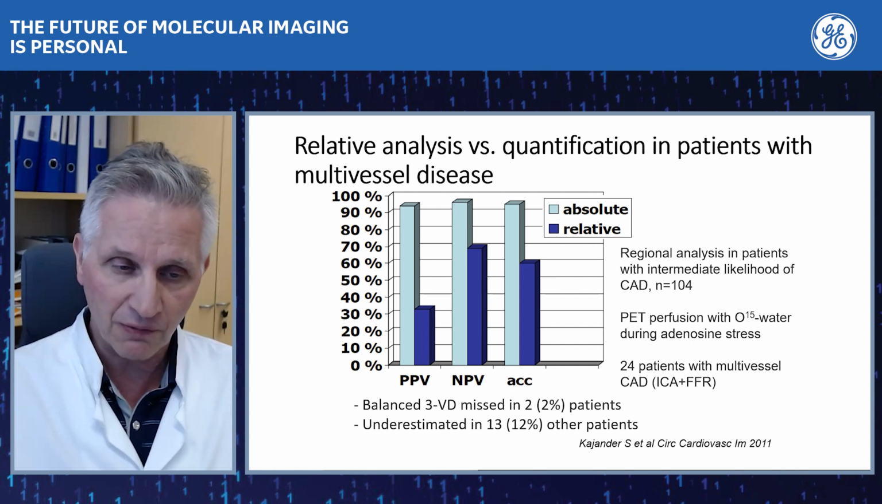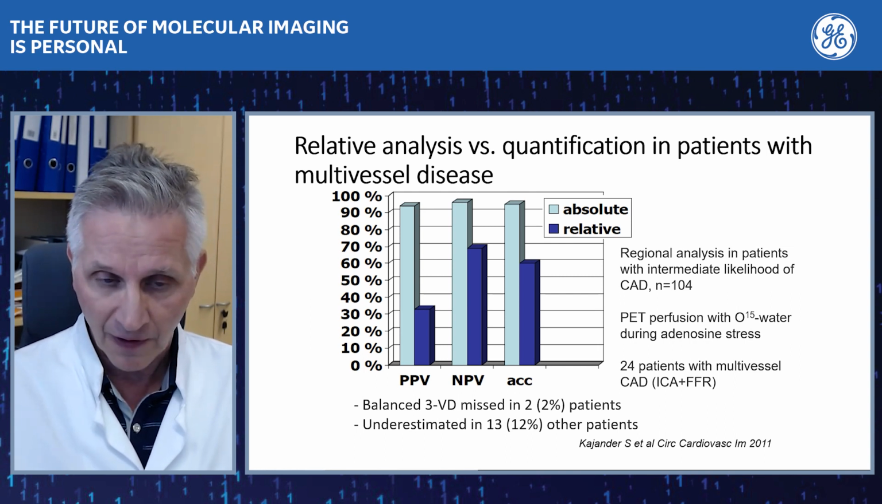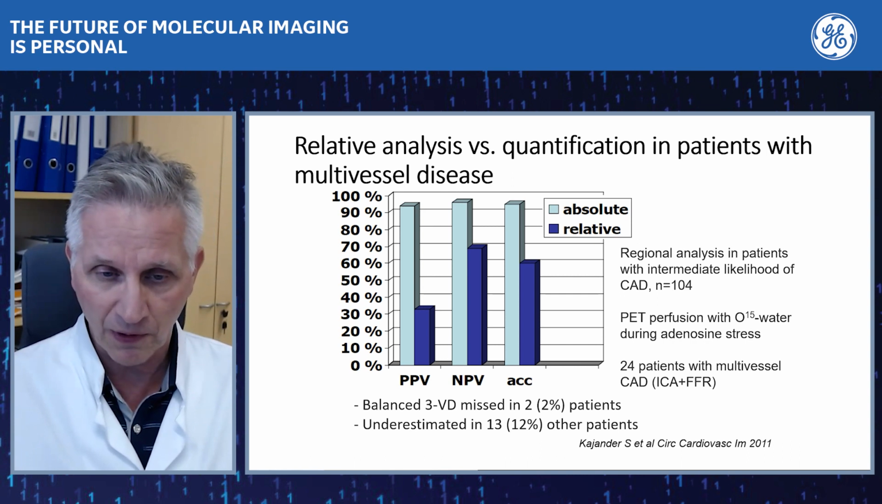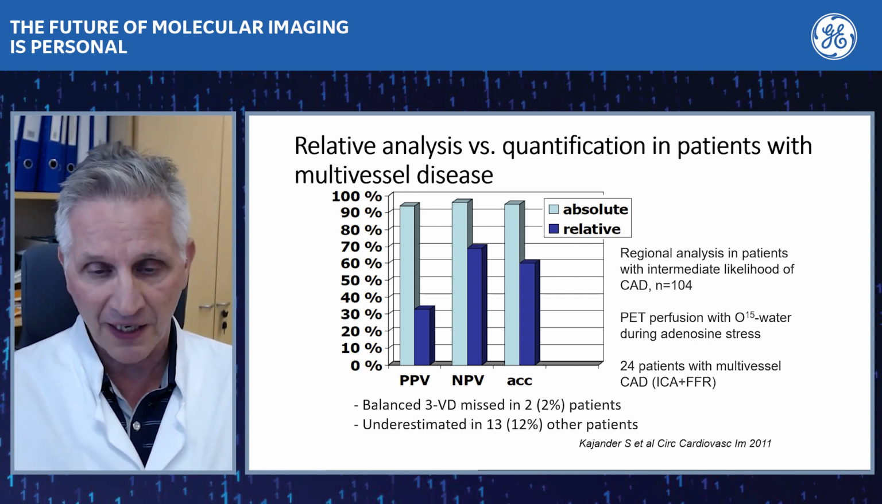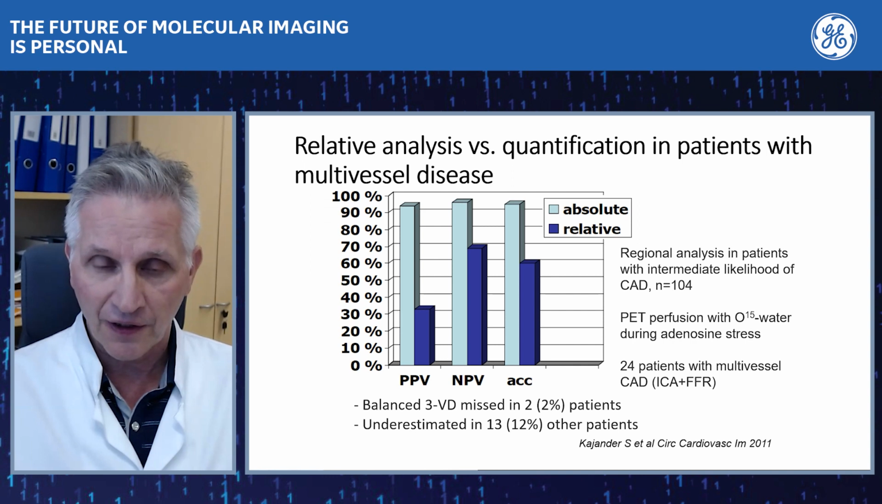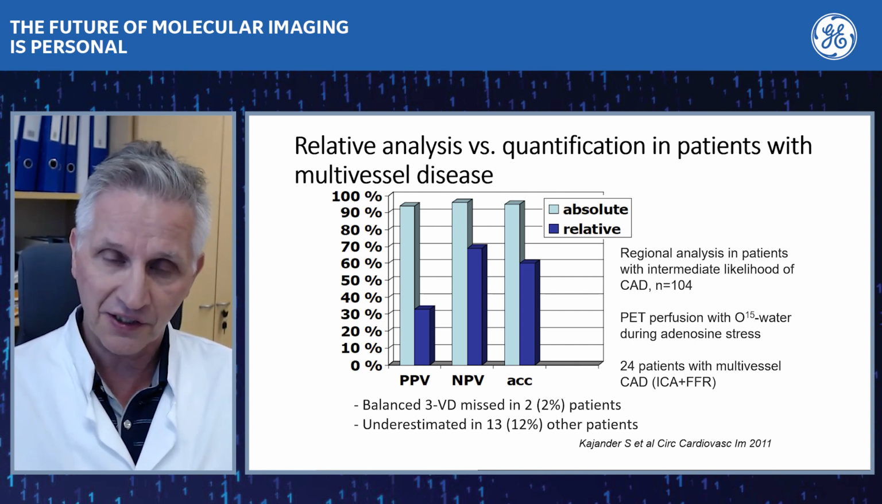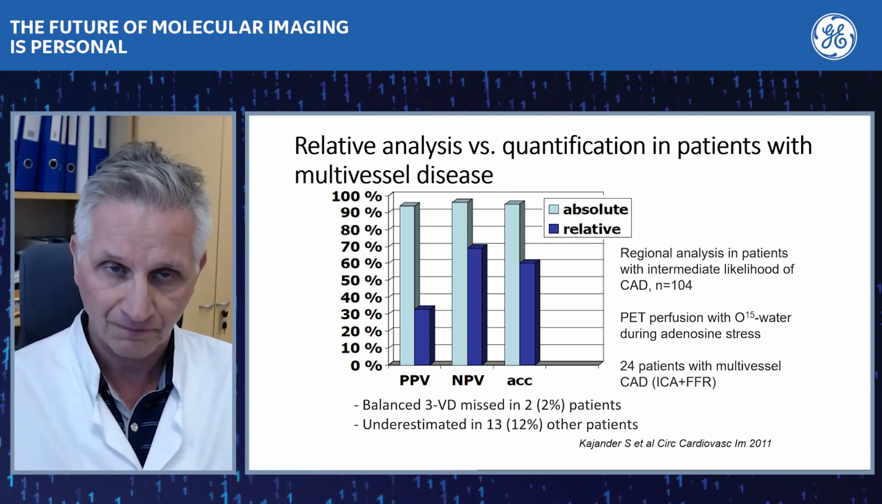Many people are always worried about balanced three vessel disease. It's a fact that these patients happen, but they were not very common in this population. Only 2% of the patients had a truly balanced three vessel disease. But it was seen that in many other patients, the disease severity is usually underestimated with relative image analysis.